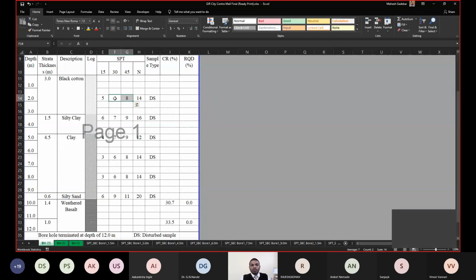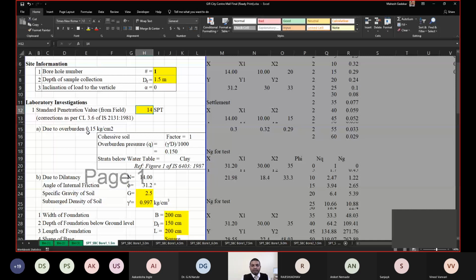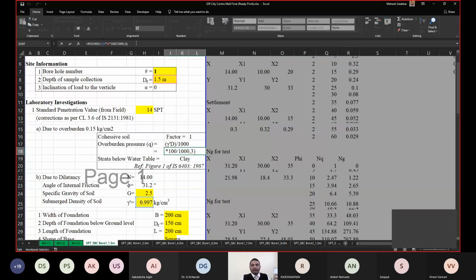Then how much overburden is there? So we need to give the factor. It is from the IS code. Typically it is 1 for our Maharashtra condition, and the overburden pressure can be calculated from the formula given in your IS 6403. The type of material taken from the borehole, the strata below the water table, and the corrections are applied.